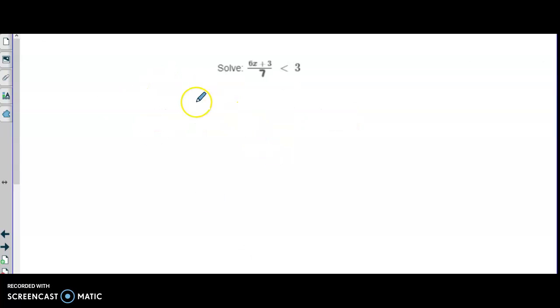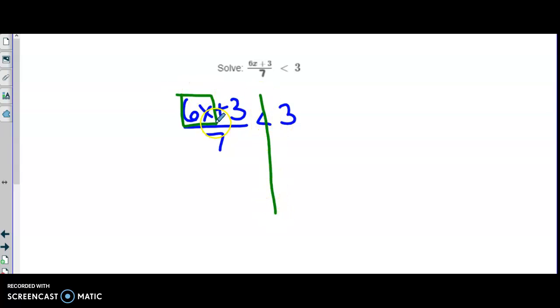All right, this one we are solving. I'm going to write it bigger so I can see it better. We have 6 times x plus 3 divided by 7 is less than 3. Okay, so we are trying to get x by itself. The first thing we need to get rid of is this whole side is divided by 7. I want to get rid of that. And the opposite of dividing is multiplying. So I am going to multiply each side times 7. That way I'm left with 6x plus 3, and 3 times 7 is 21. Now it looks more like equations we're used to seeing.